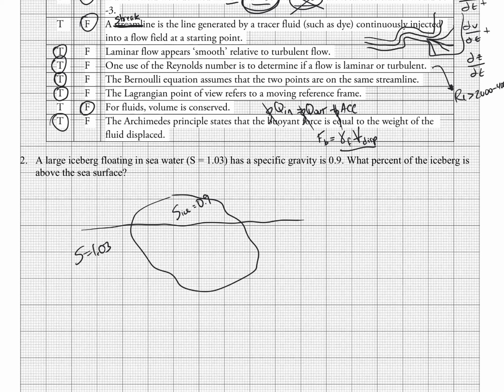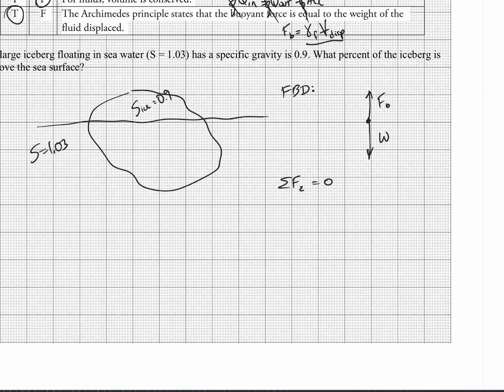All right, so we're going to do a free body diagram here. We're going to keep this simple. There's one force coming down, there's one force coming up. The force down is the weight, and the force coming up is the force of buoyancy. If we sum forces in the vertical, we call that the z direction, equals 0. Let's see what we've got. F_B minus W equals 0.